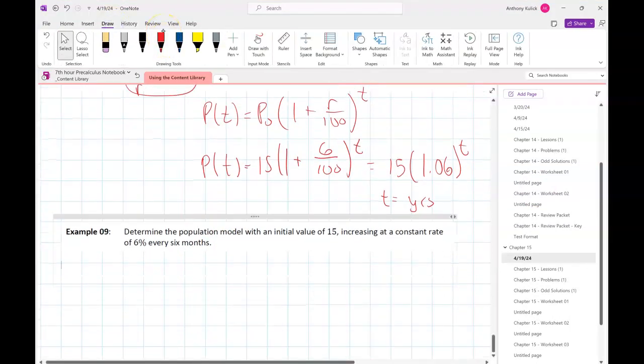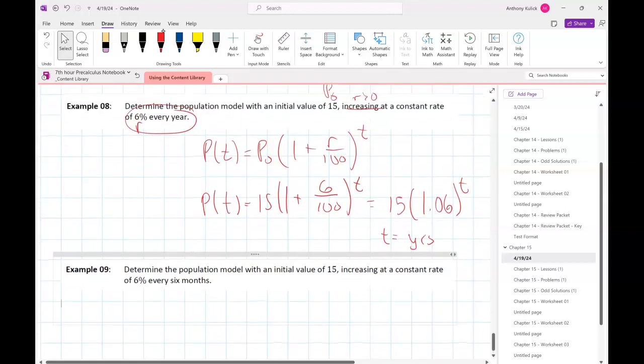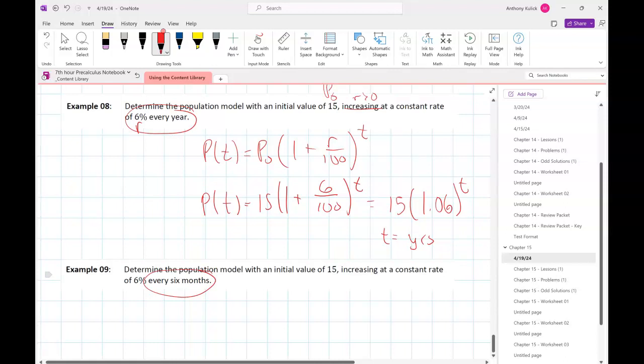Okay. Read this problem. What's different about this one and the previous one? Yeah, the only difference is that the 6% change is happening every 6 months instead of every year. So this is still P naught. This is still R. We still know R is positive. What's going to have to change, though? Something with our T, right?